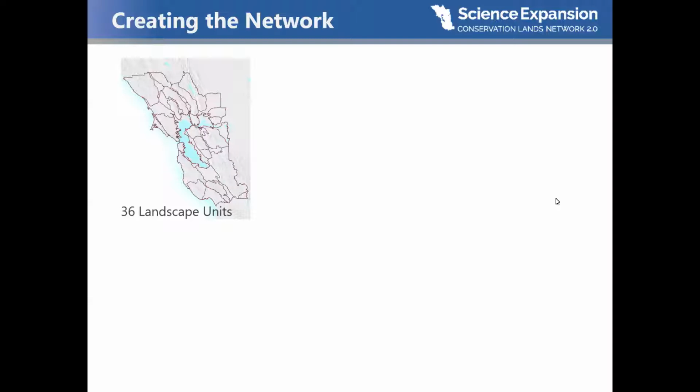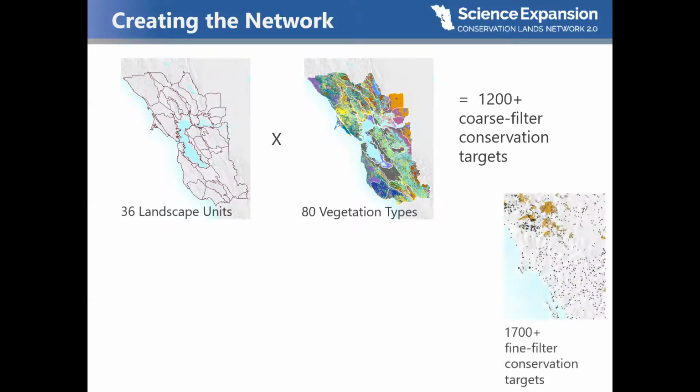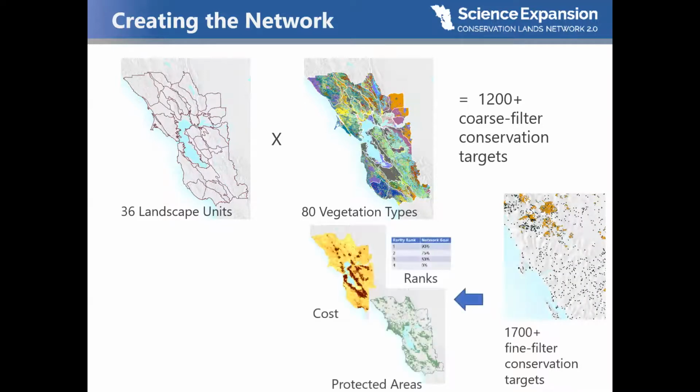Okay, so how do we create the network itself? We start with 36 landscape units. We combine those with our vegetation types, and that's how we get our coarse filter conservation targets that are then each individually ranked by our vegetation focus team. It's a lot of work, but they did it. Then we combine that with our fine filter conservation targets. And the rankings of the coarse and the fine filter are combined with our protected areas network and something you can think of as a human impact cost layer.